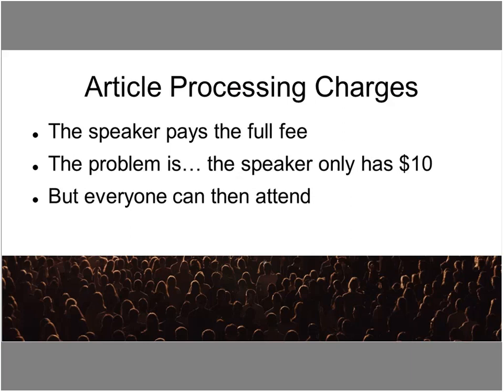Another way of thinking about this is that if I asked everyone in this webinar to pay 50 cents each, you might say yes. But if I asked a single one of you to pay $50, you might balk at it. Essentially, this article processing charge model concentrates costs on specific parts of the system, and the money is not necessarily available at those places.